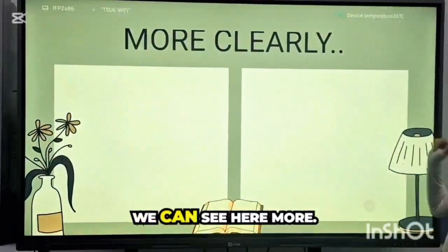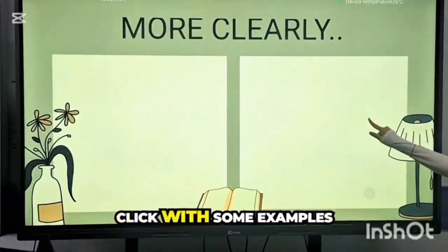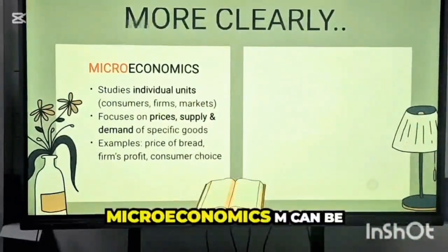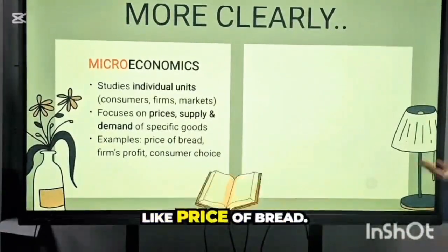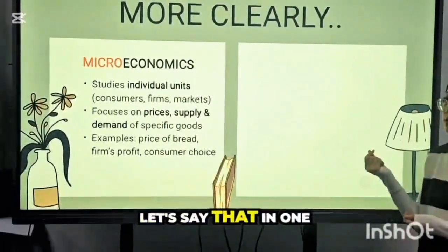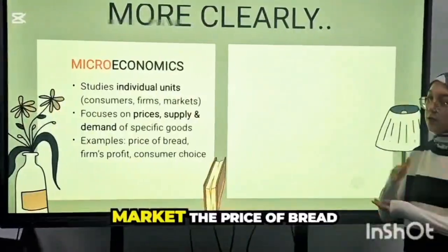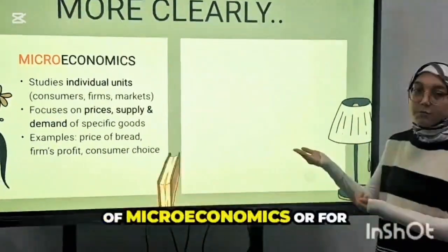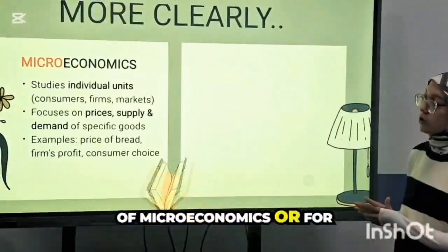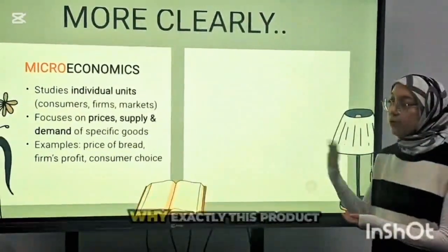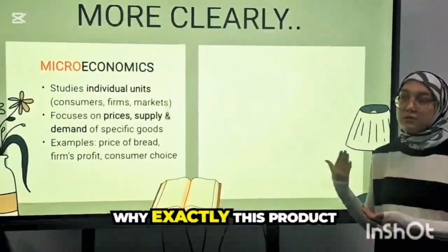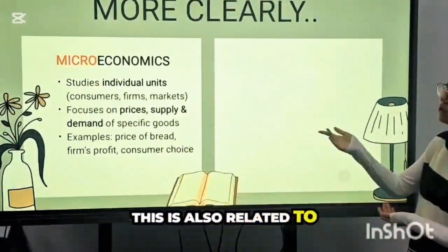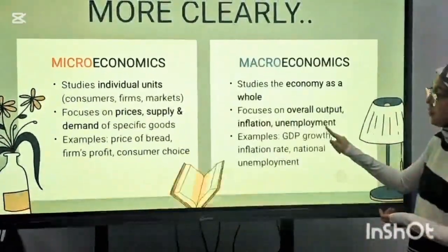We can see this more clearly with some examples for microeconomics. Microeconomics can be like the price of bread. Let's say that in one market, the price of bread increased, so it's going to be the study of microeconomics. Or, for example, consumer choice. Why exactly was this product chosen by a consumer? This is also related to microeconomics.